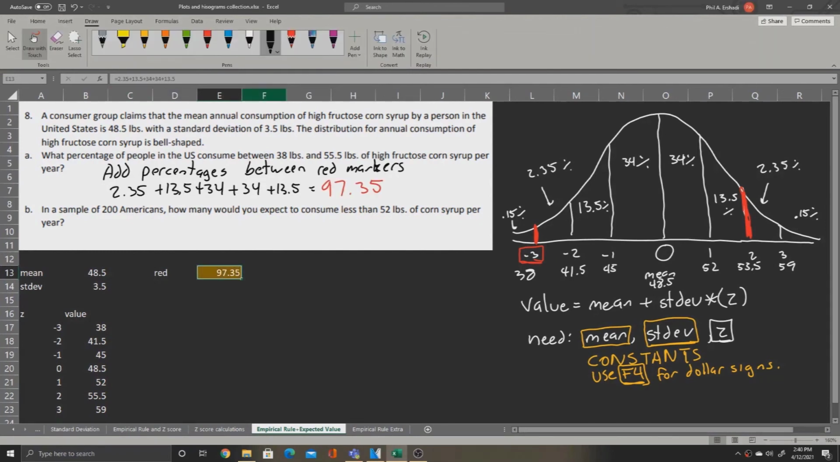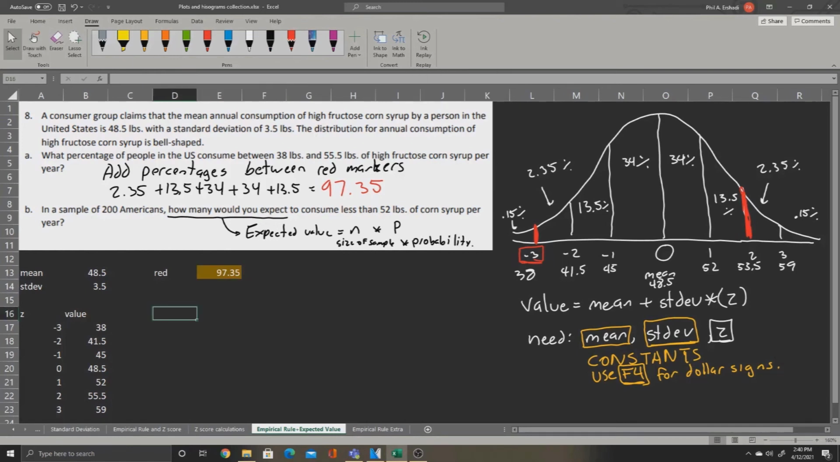For part B, we were asked, in a sample of 200 Americans, how many would you expect to consume less than 52 pounds of corn syrup per year? The key words here are how many would you expect? When they use these words, we are asked really to find expected value. And expected value is going to be n times p, where n is the number of people in the sample, or the size of the sample, times p, the probability.